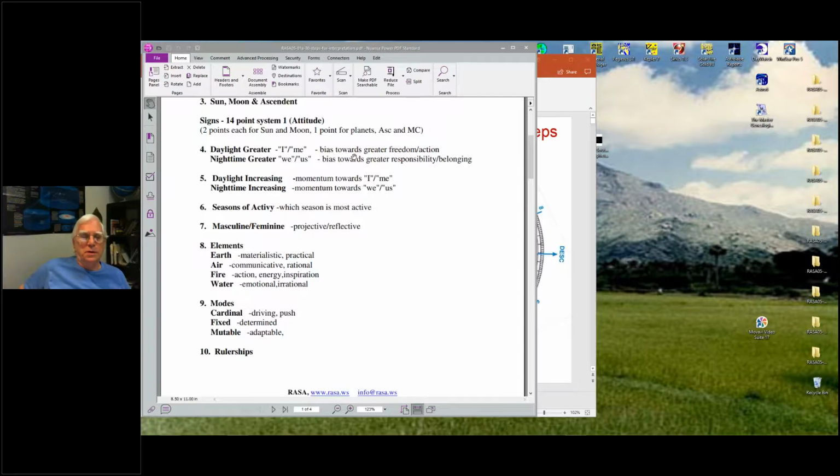And I have a spreadsheet that allows you to enter the points for each sign, and then it breaks down all of the totals for all of these. But you should be able to do these in your head anyways.